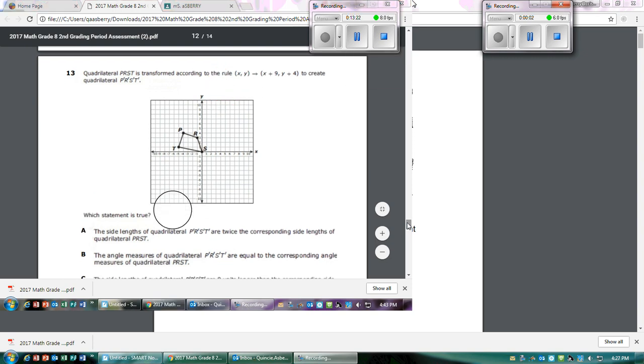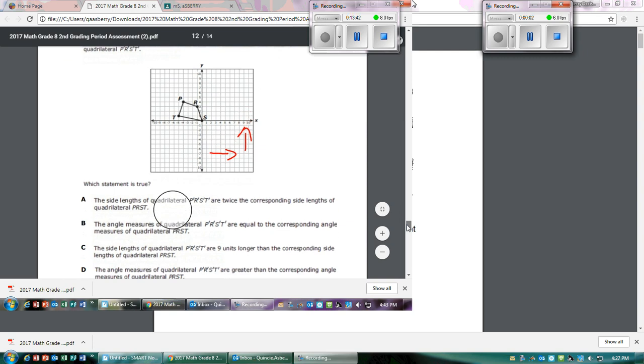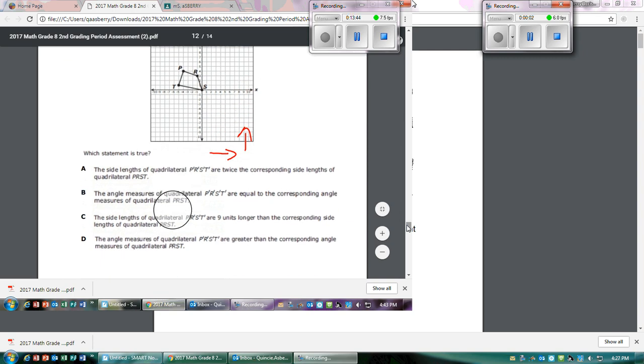13. Quadrilateral PRC is transformed according to the rule x plus 9, y plus 4 to create quadrilateral PRC prime. So that means it's a translation. It's moving 9 units over and 4 units up. Nothing's changing about it. It's just moving where it is on the quadrant. So it wants to know what is true. The side length of quadrilateral PRC prime is twice the corresponding side length. It didn't get bigger. It just moved, so it can't be that.